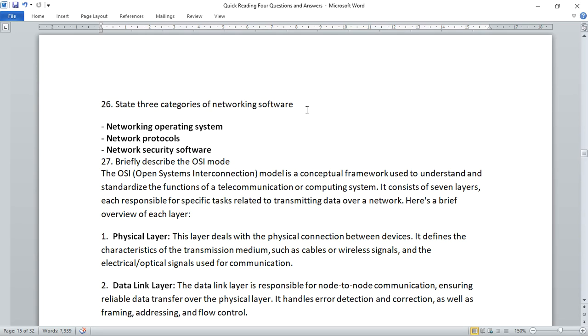Don't forget, it must have its operating system. It must have some rules for governing communication, that is the network protocols. And then these protocols must be protected, and therefore we have network security software.